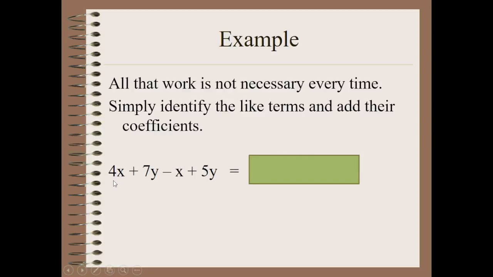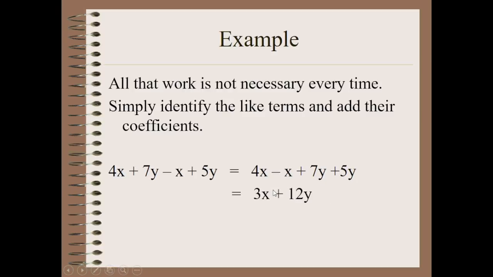So I have 4x plus 7y minus x plus 5y. I'm going to identify the like terms. I'm going to put them in order next to each other. 4x minus x, 7y plus 5y. Which 4x minus x is just 3x, 7y plus 5y is just 12y. So that's the final answer to what this is when it's simplified.